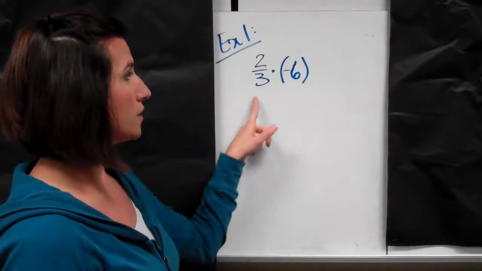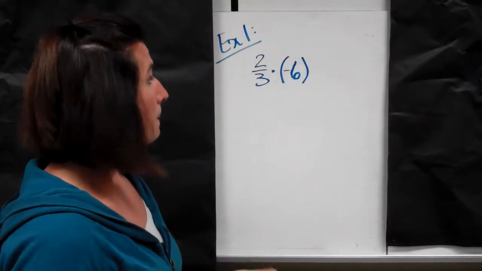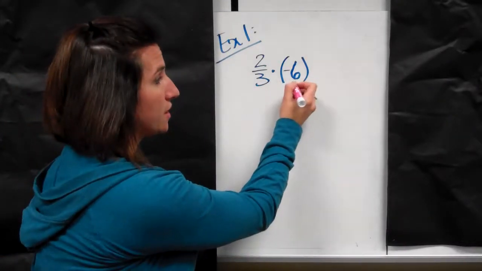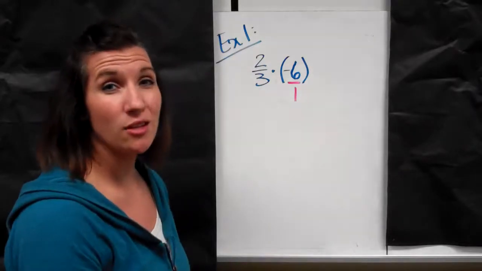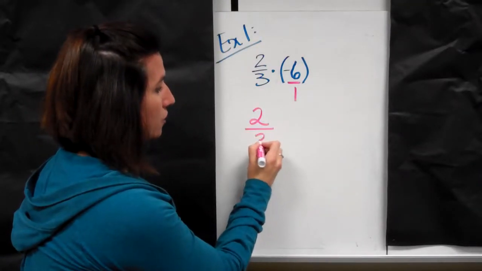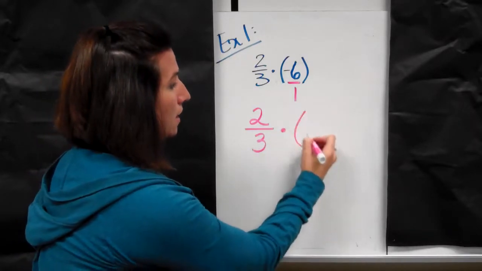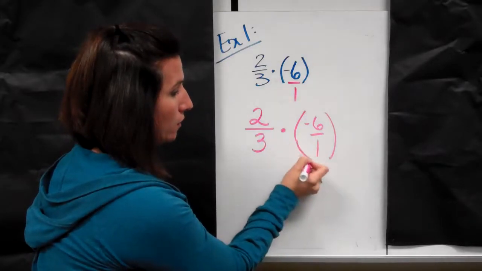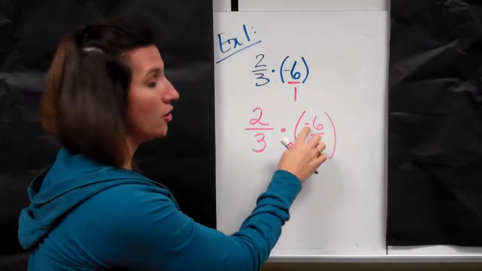Here we have 2/3 times -6. In order to multiply a fraction by a whole number, you need to put your 6 over 1 to make it look like a fraction. So what you're going to do is rewrite it so it says 2/3 times -6 over 1. One strategy that you might want to use is to keep the negative in your numerator.